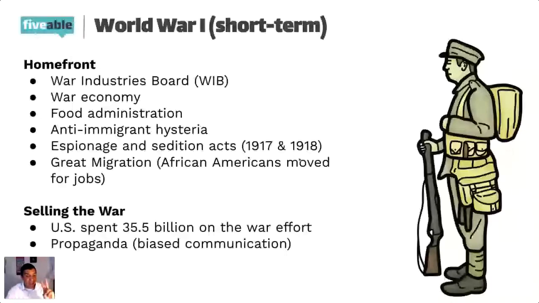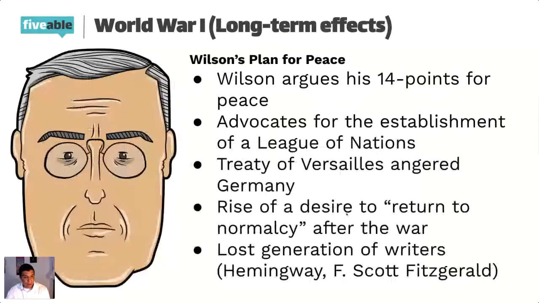In 1917 and 1918, they passed two acts, the Espionage and Sedition Acts, which are targeted towards immigrants and really limit the civil liberties of people. And finally, the Great Migration. African Americans begin to move to the north to take on these jobs to help for the war. And they escape the South because the South at that time is suffering from racism. Finally, the United States spends $3.5 billion on the war, and they begin to push for propaganda. That means communication, trying to get people to support the war.